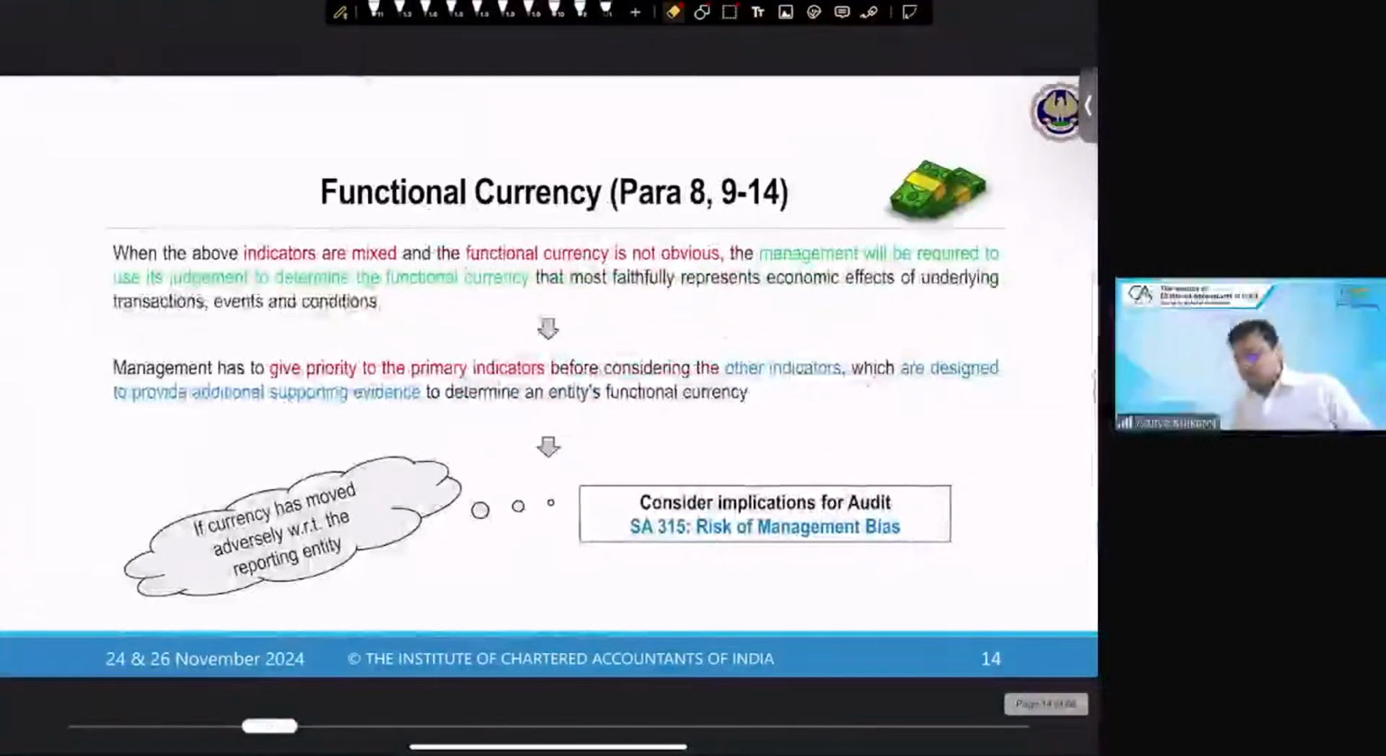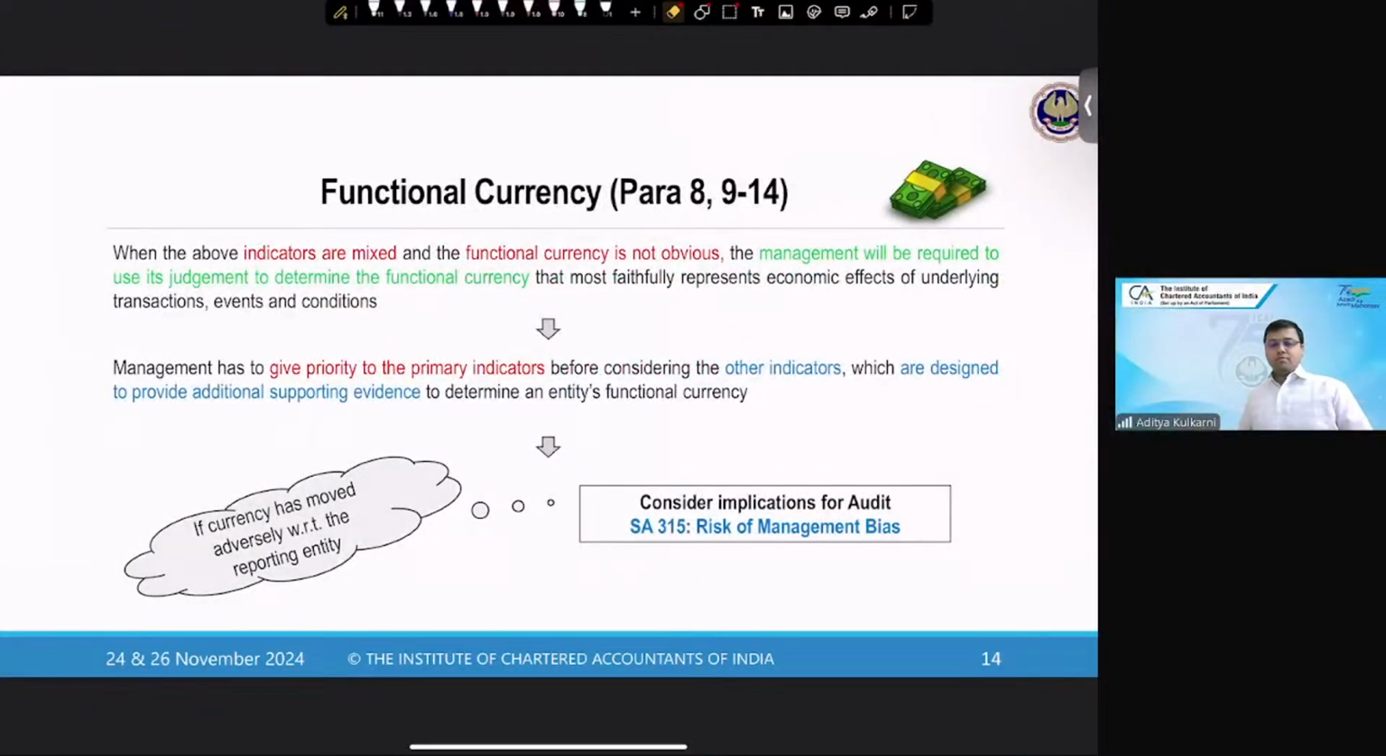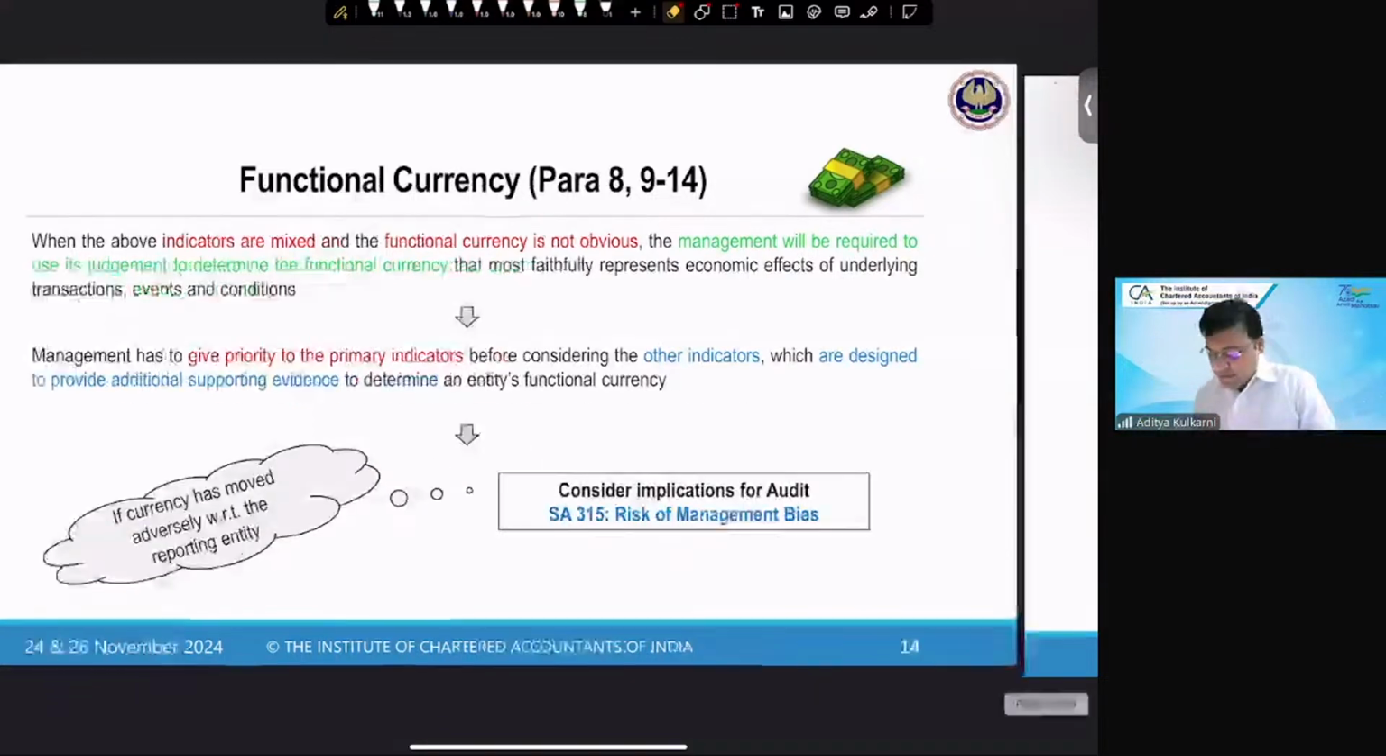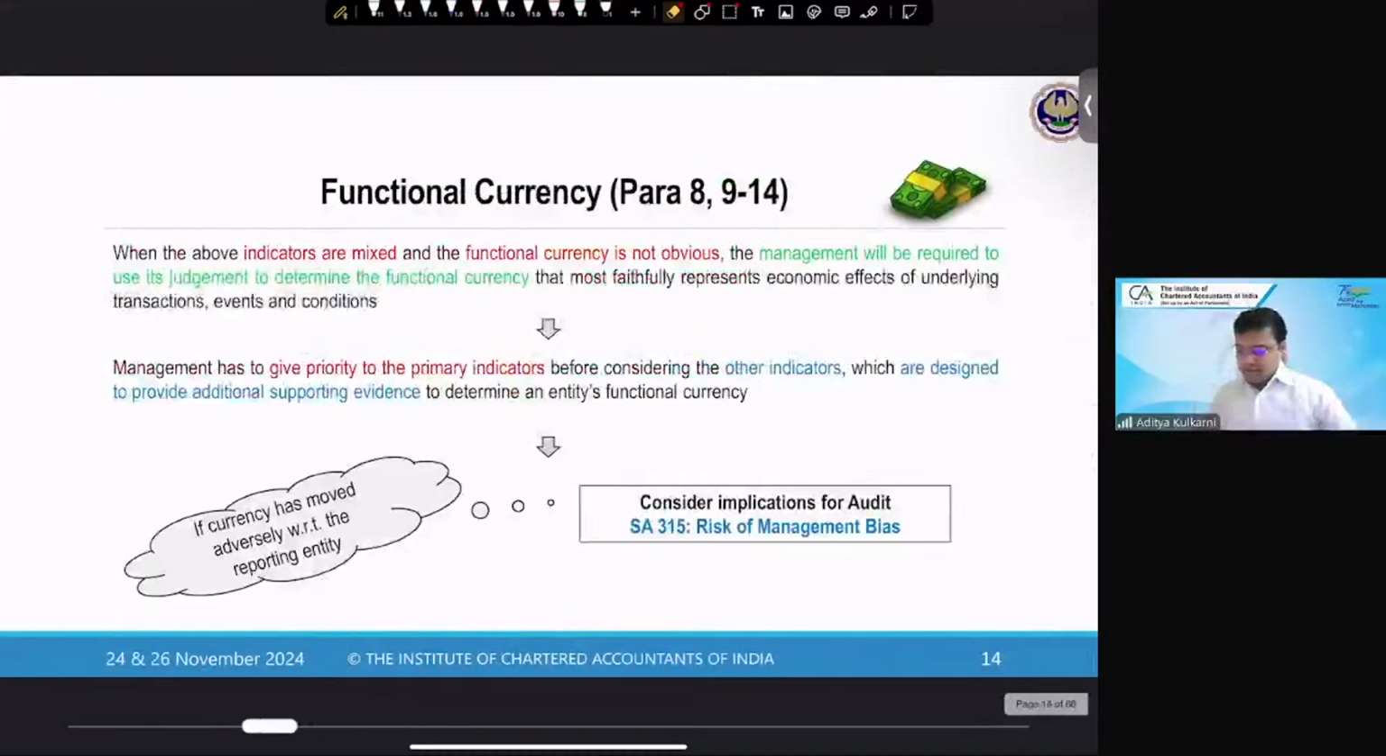Any doubt so far? No doubt, sir. So, Monica, all fine? Yes, sir. Pooja, all clear? She has given a thumbs up. Okay, fine. So let's move on. Hemant, hope it's fine. Niranjan, hope it's fine. Anu, hope it's fine. All right. So let's move ahead.